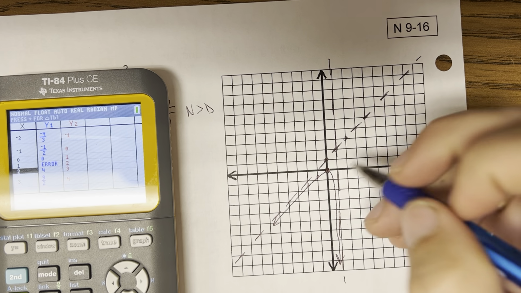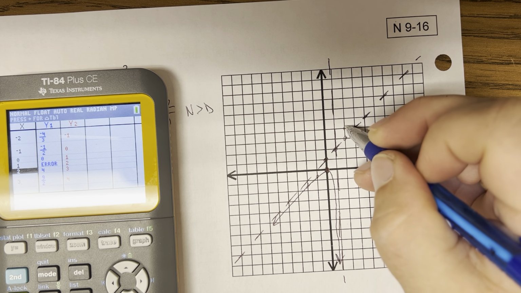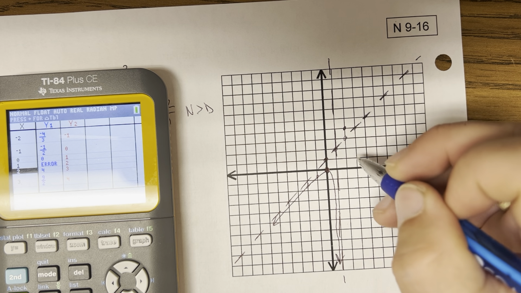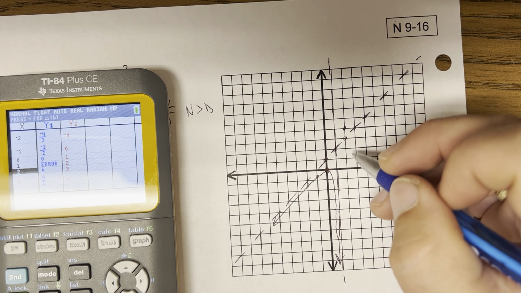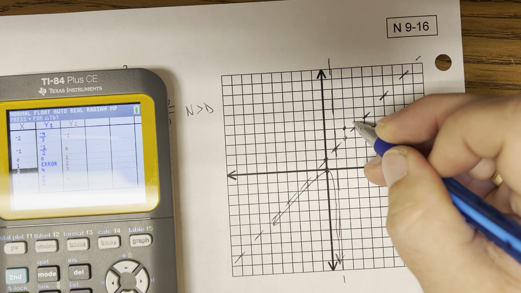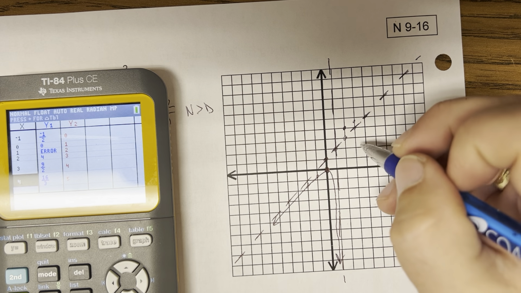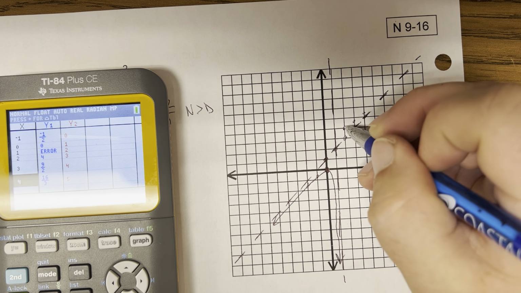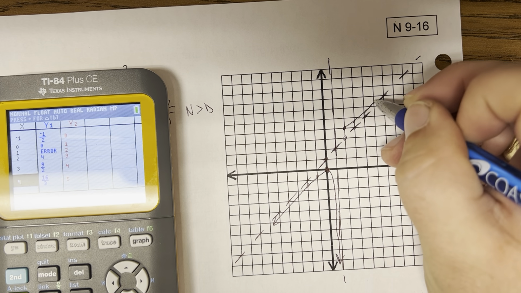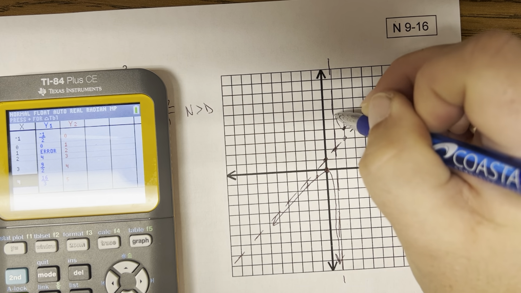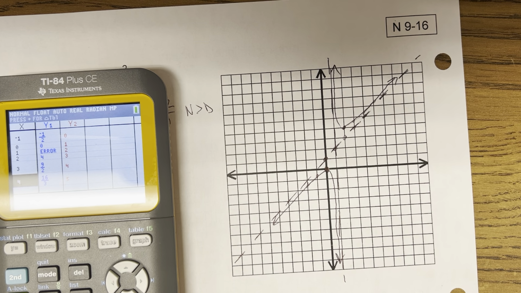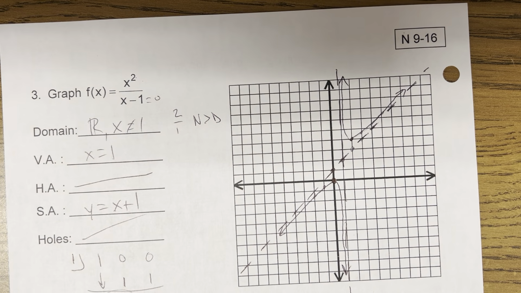And on the other side, we've got (2, 4). (3, 9/2), which would be 4.5, so right up there. And then we've got (4, 16/3), which would be 5 1/3. So you get closer to the slant asymptote, close to the vertical asymptote, and that one's done.